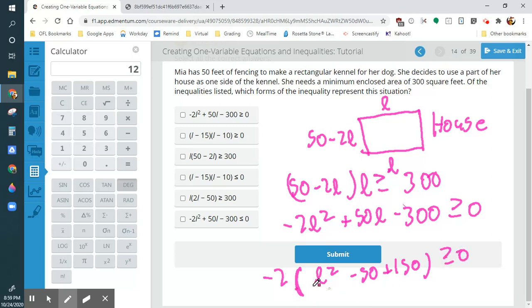Now, we want to get rid of this negative 2, so we're going to divide by a negative, which flips over this sign to less than 0. All right, so let me erase some of this space. Hopefully you guys got this all down.